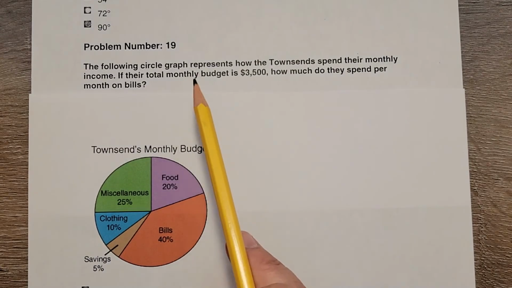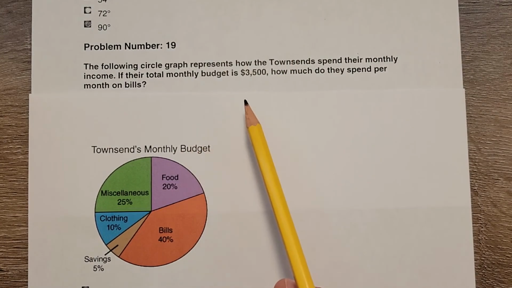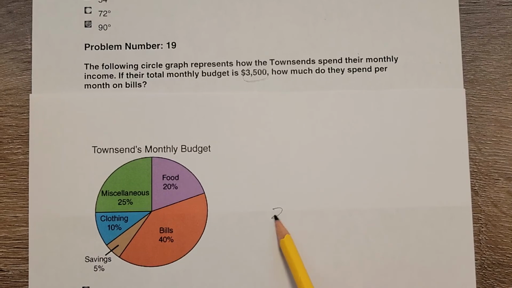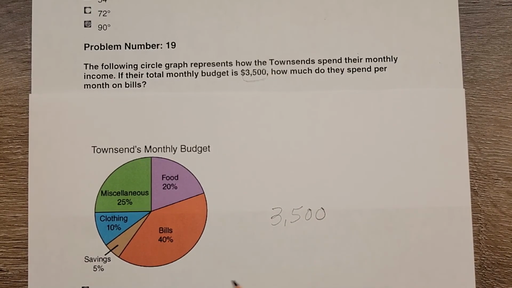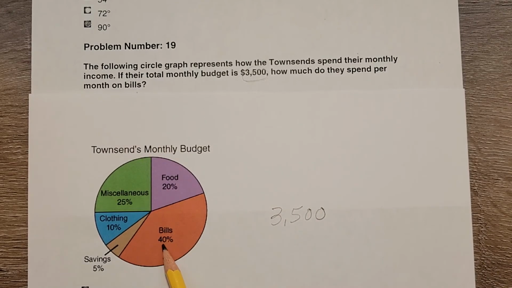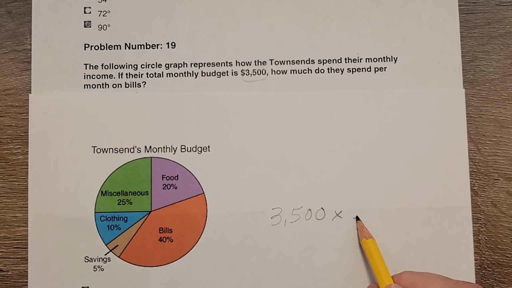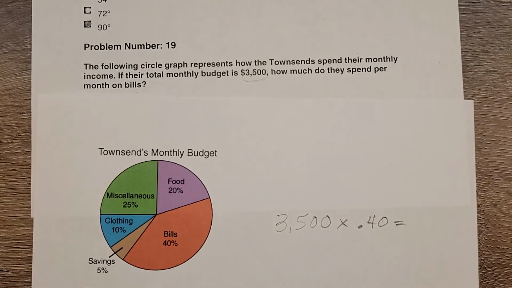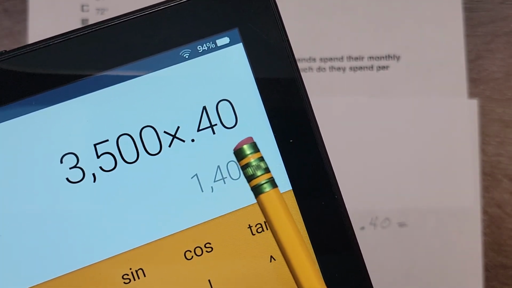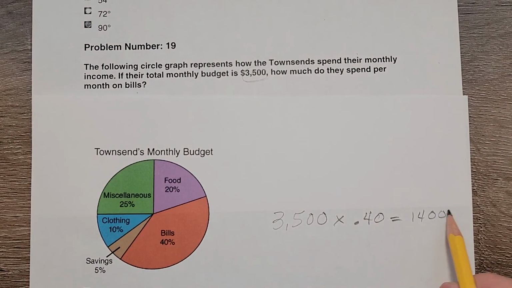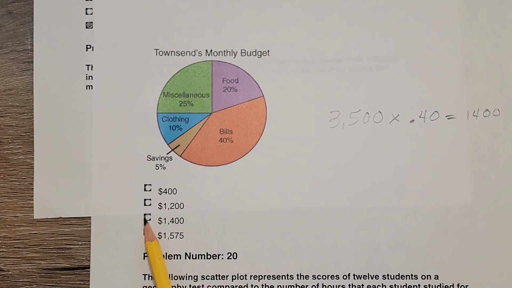Okay, this problem is pretty much like problem 18, except instead of multiplying our percentages by 360, they give us a number to multiply by. The total budget is $3,500. So whichever category we're looking for, which here is bills, 40%, that's what we're going to have to multiply the total budget by. Okay, 3,500 times 0.40 is 1,400. So they spend 1,400 on bills every month.